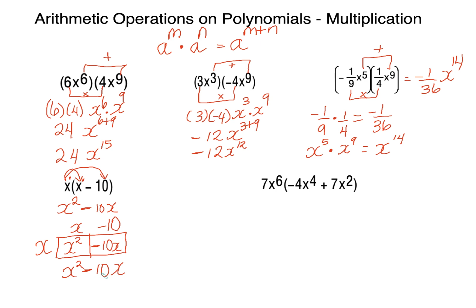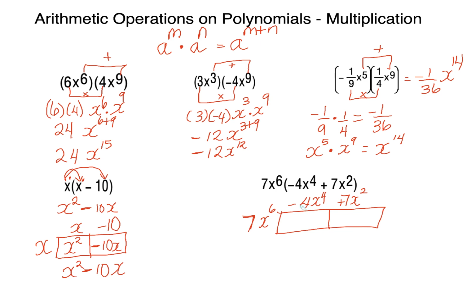And you're finished. I have 7x to the 6, and I'm multiplying negative 4x to the 4th plus 7x squared. So again, for my high school equivalency students, over here is the 7x to the 6. At the top, I'm going to have my negative 4x to the 4th. And over here is my 7x squared. If you want to put the plus sign, that's fine. And then divide this into 2.